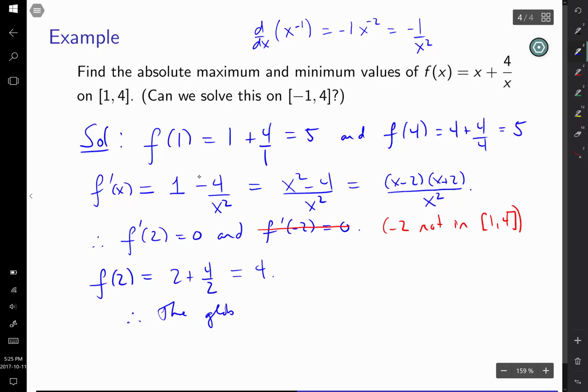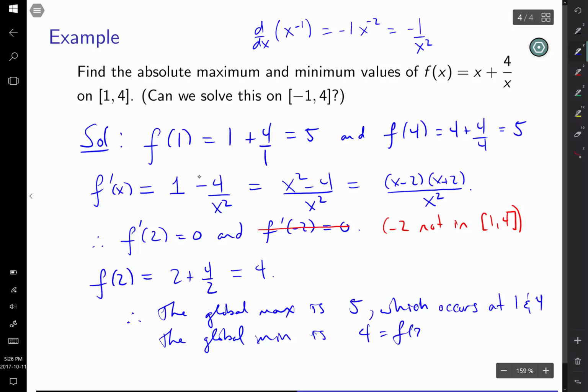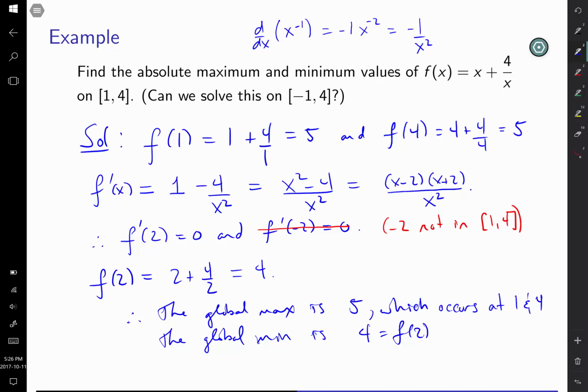So the global maximum is 5. And if we want, we could point out that that occurs at 1 and at 4. The global minimum is 4, which is equal to f of 2. Okay, so we found the global min, we found the global max.